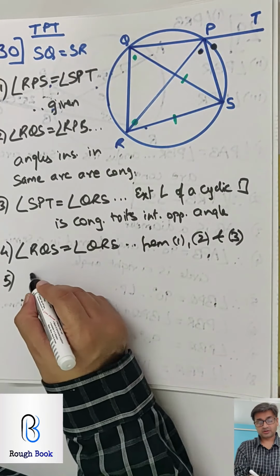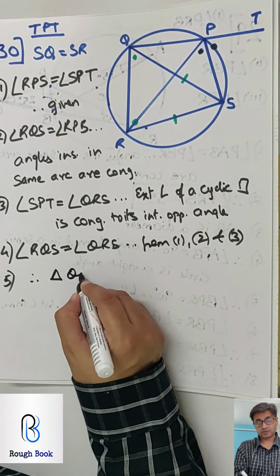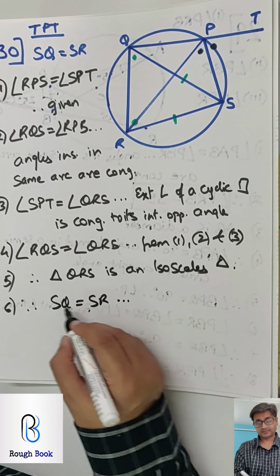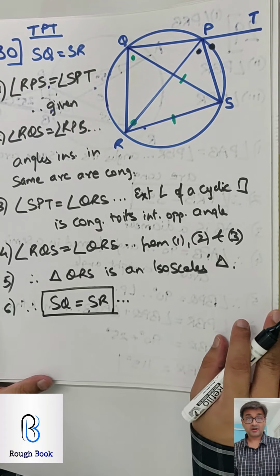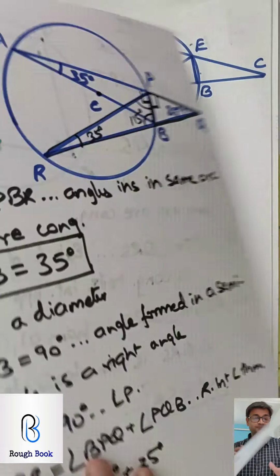So if these two are equal, therefore triangle QRS is isosceles. Please check the spelling of isosceles triangle. And therefore I can say that SQ is equal to SR. No reason required because you already said it is isosceles. Got it? Interesting, isn't it?